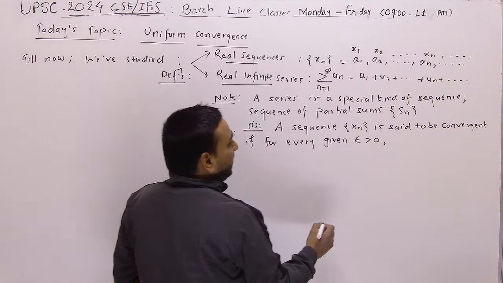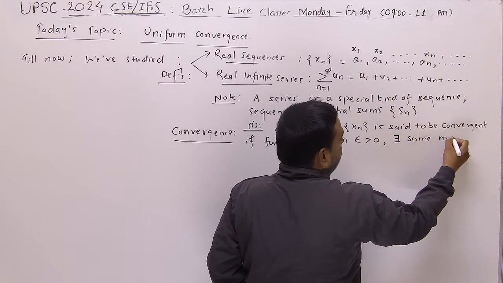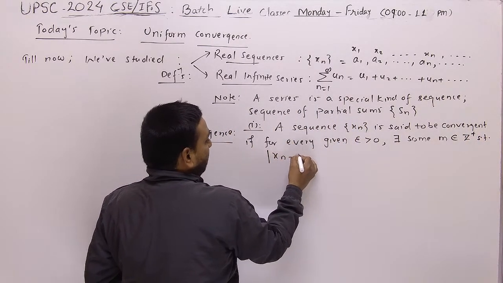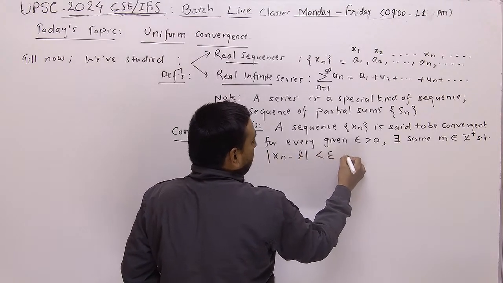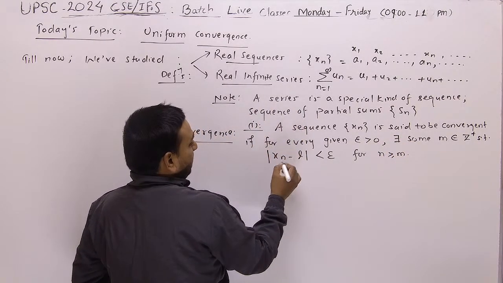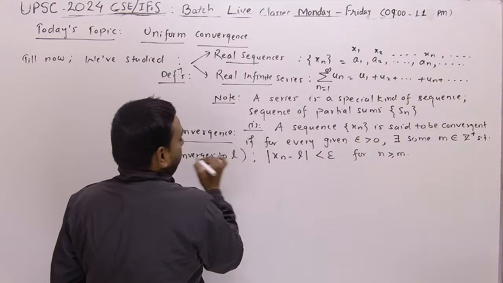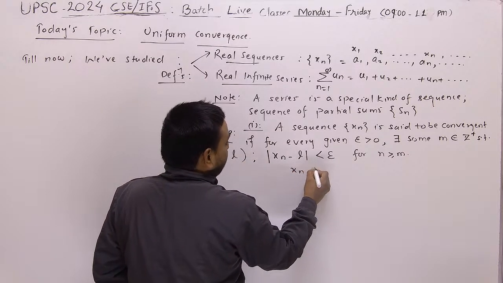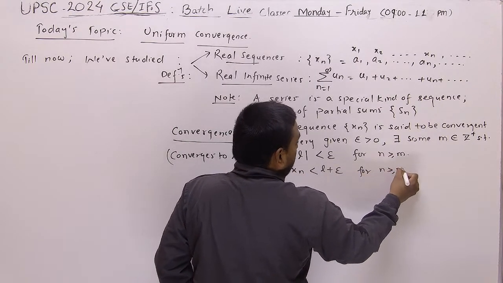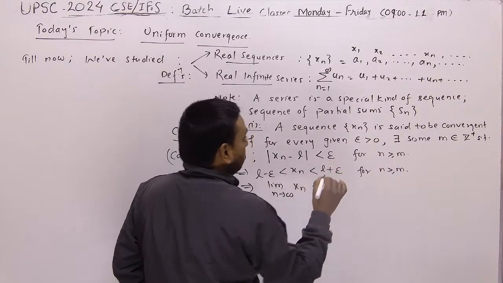So if for every given epsilon greater than 0, there exists some finite positive integer m such that modulus of xn minus L is less than epsilon for n greater or equal to m, then a sequence is said to be convergent. So we say it converges to L as well. This can also be written as xn lying between L minus epsilon and L plus epsilon for n greater or equal to m. This is also written as limit n tends to infinity xn equals L.